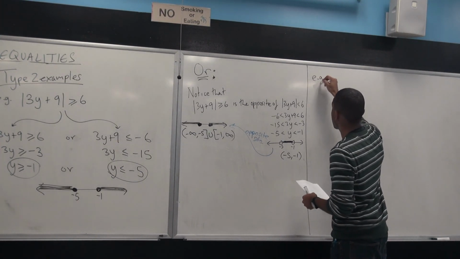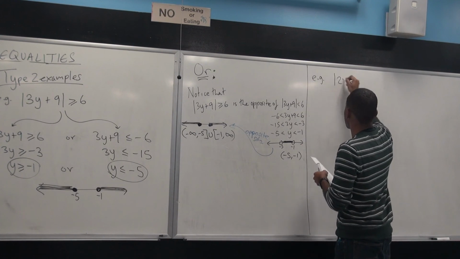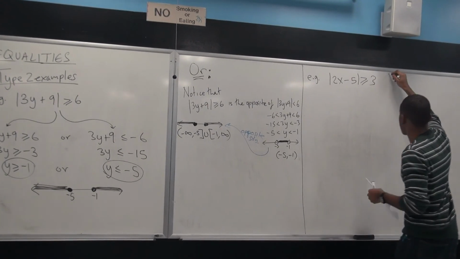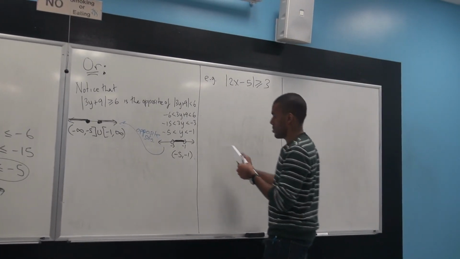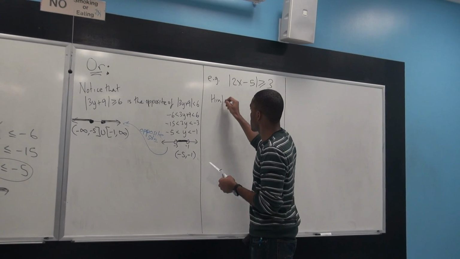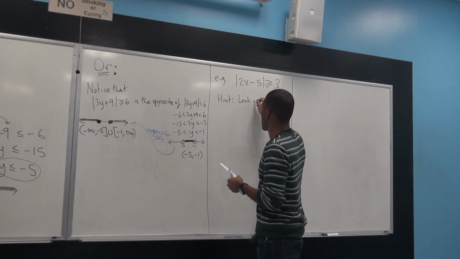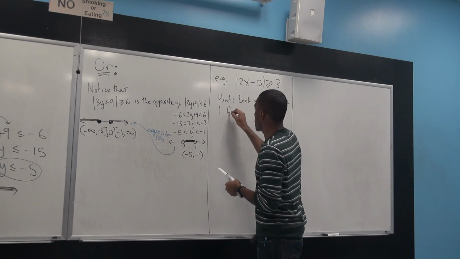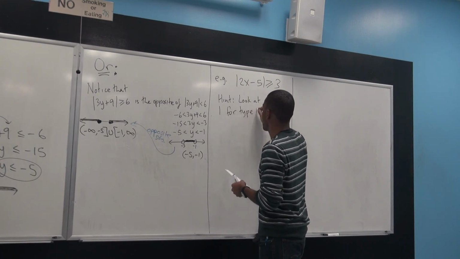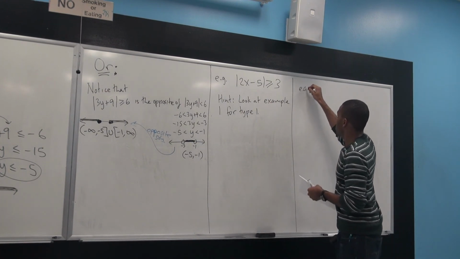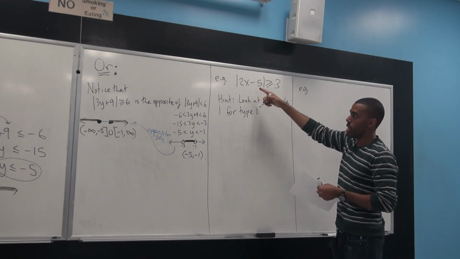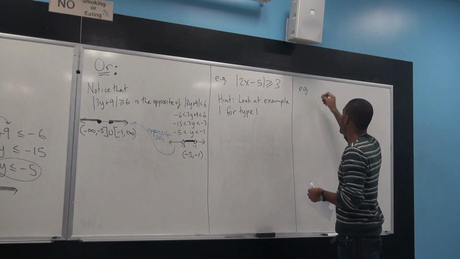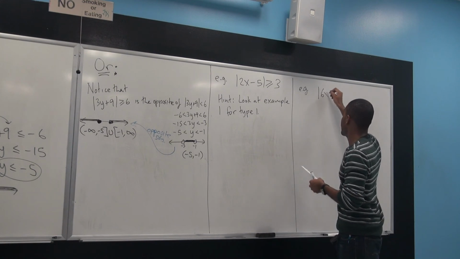To that end, look at the first example we did for type 1 and tell me if you can just tell me the answer without doing any calculations whatsoever. That would be ideal.